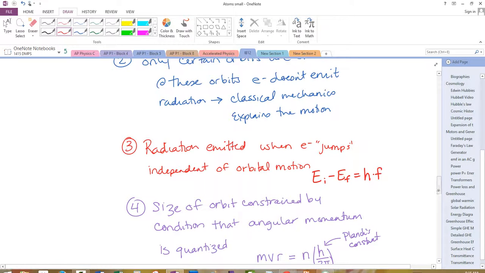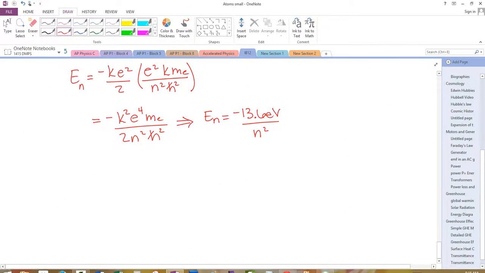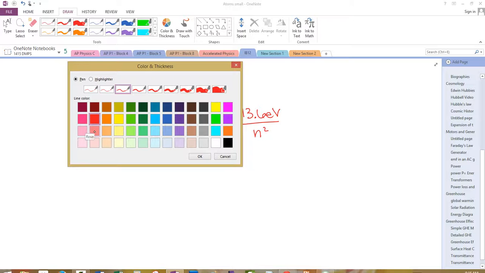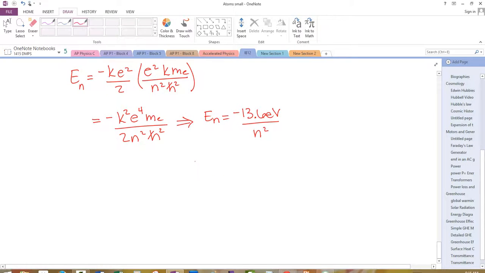I'm going to use that statement and this expression for E to get one more thing. Here we go, last deal. E initial minus E final, which we are suggesting is equal to h times f.